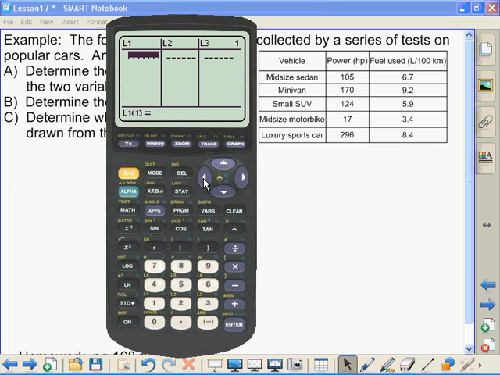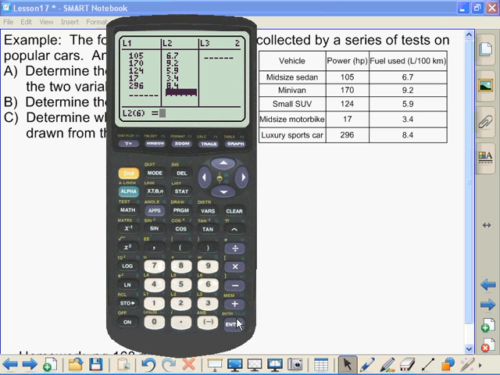So, quickly entering in the data. 105, 170, 124, 17, 296. Enter. And 6.7, 9.2, 5.9, 3.4, and 8.4. So again, you need to make sure you adjust your window appropriately.